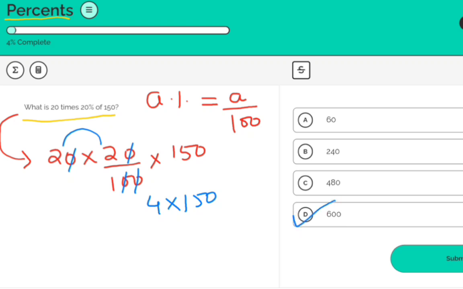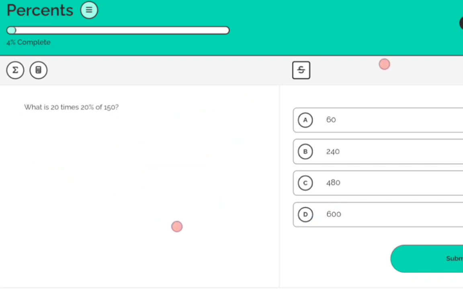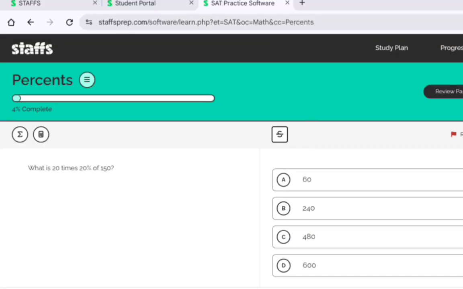Okay. Now I want you to pay attention to this entire screen. If you look very closely, it's actually a platform called Stafs. This platform is extremely helpful in preparing for your SATs. And trust me, it is one of the easiest platforms which I have come across. A lot of my students have started using this platform and they have increased their scores by not just single digits but triple digits.